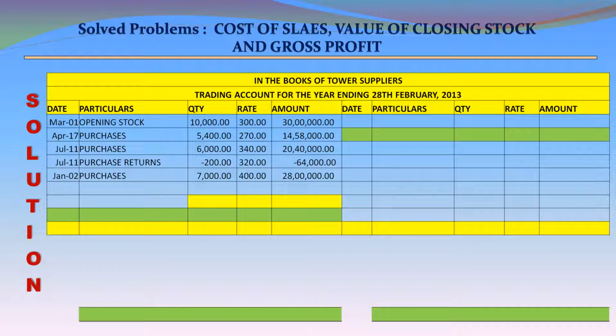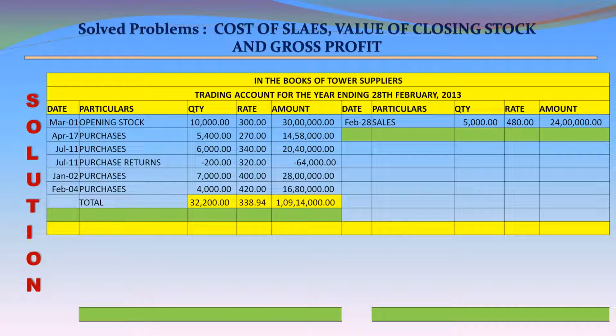January 2, purchases 7,000 units, rate 380 plus 20 carriage inwards 400, amount 2,800,000. February 4, purchases 4,000 units, rate 400 plus 20 carriage inwards 420, amount 1,680,000. Total purchases 32,200 units, amount 10,914,000, weighted average rate 338.94 per unit. On the credit side, February 28, sales quantity 5,000 units, rate 480, amount 2,400,000.